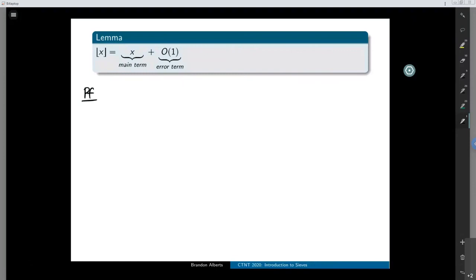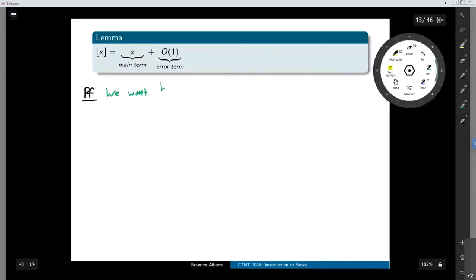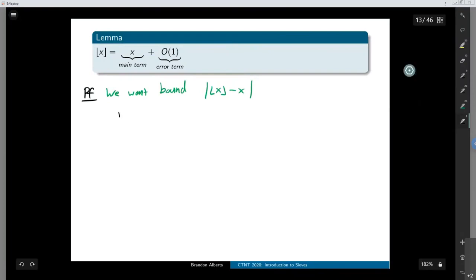Our goal is to find a bound for the absolute value of the difference of these two functions. Well, we know from last time that the floor function is bounded below by x.